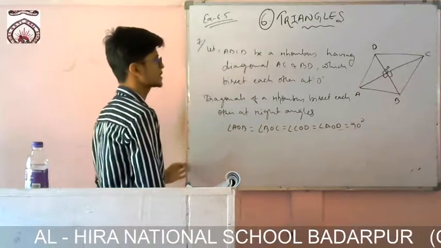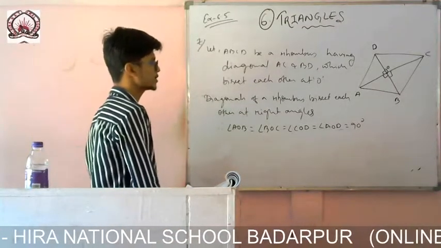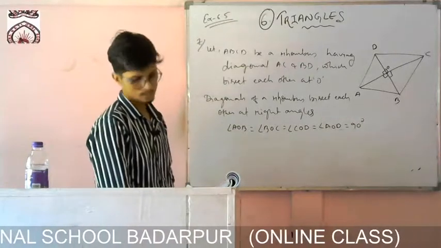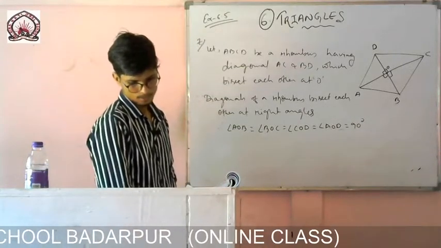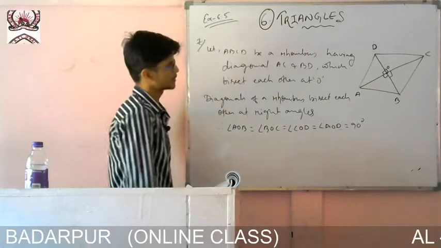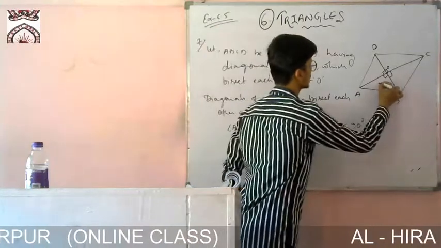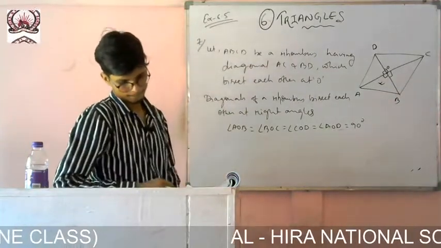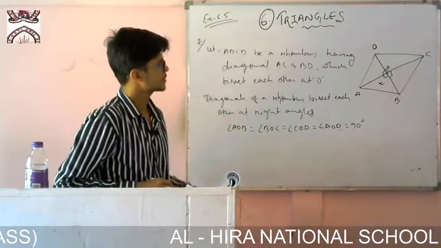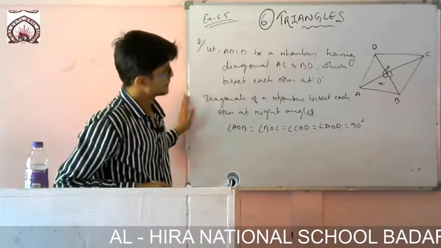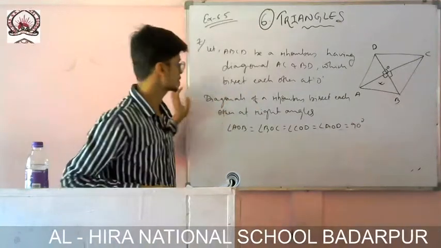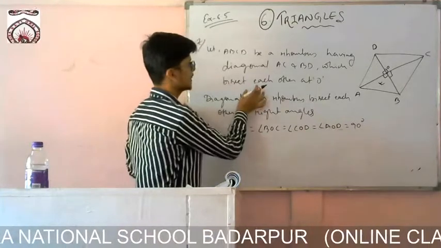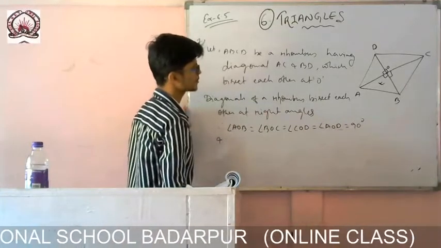Angle AOB is equal to angle BOC is equal to angle COD is equal to angle AOD, which is equal to 90 degrees. Okay, so now if I take this triangle AOB, one more thing, you write it all: the diagonals bisect each other, and you write this one also. It will be needed later on. And diagonals bisect each other equally also.